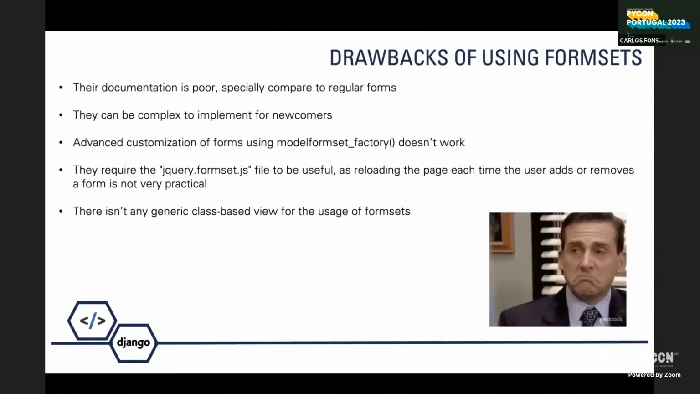What are the drawbacks of using formsets? The documentation is very poor compared with regular Django forms. They can be complex, especially for newcomers. Advanced customization using the model formset factory doesn't work, even though it is the preferred method given by the documentation to create formsets. They require JavaScript and they create a jQuery dependency where we don't need one. And there isn't any generic class-based view for it. You need to make a function-based view or implement it yourself in a class-based view.